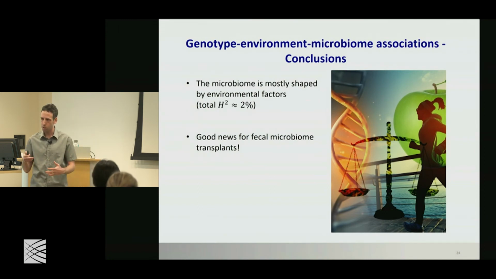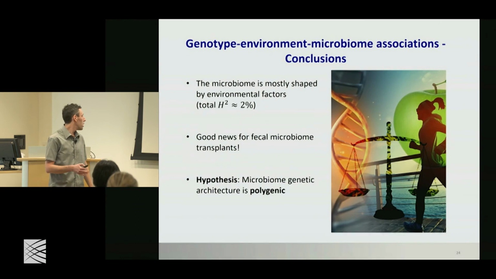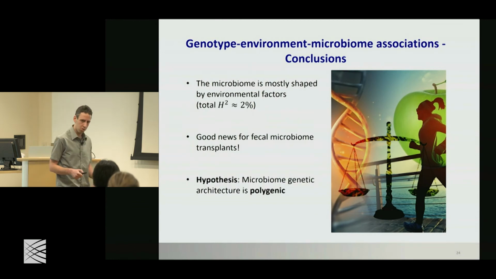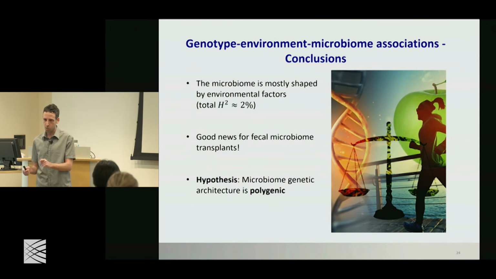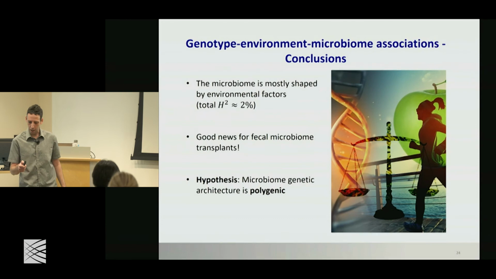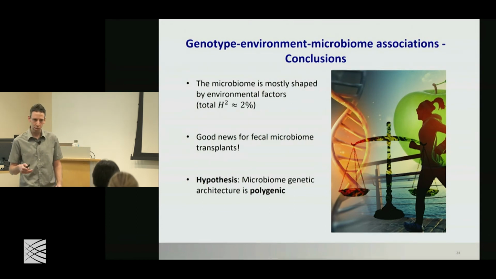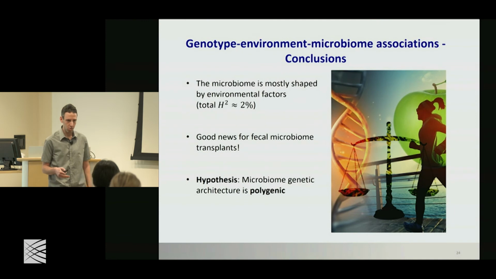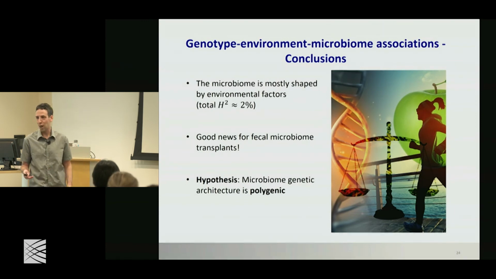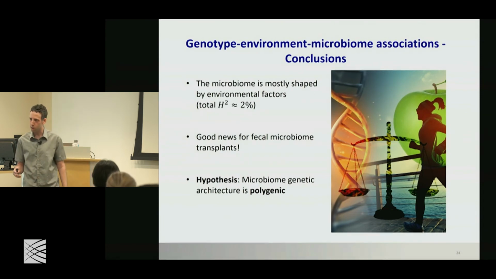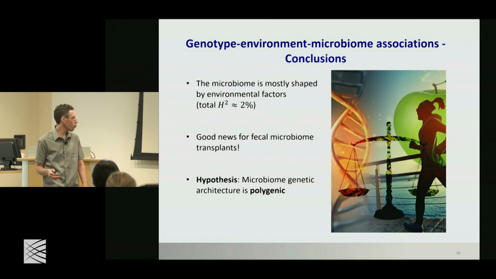And our hypothesis is that the microbiome genetic architecture is polygenic, meaning that the effects are spread across many different variants in the genome with relatively weak effects, because most complex traits have a polygenic architecture, and the microbiome is pretty complicated. So that's our hypothesis, but we need much, much larger samples than we have right now to verify this.